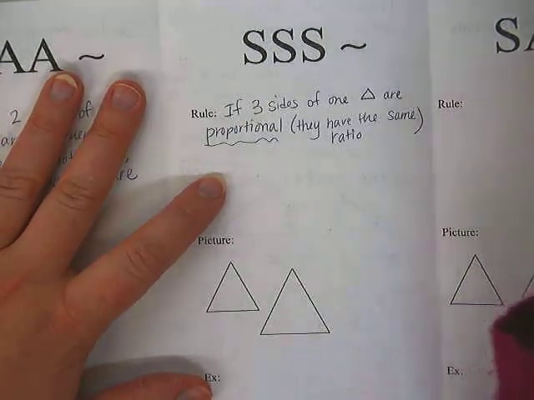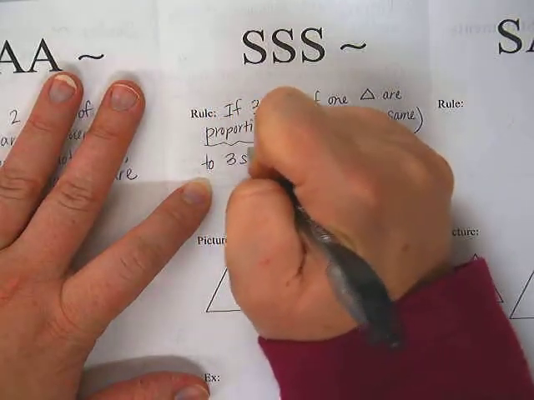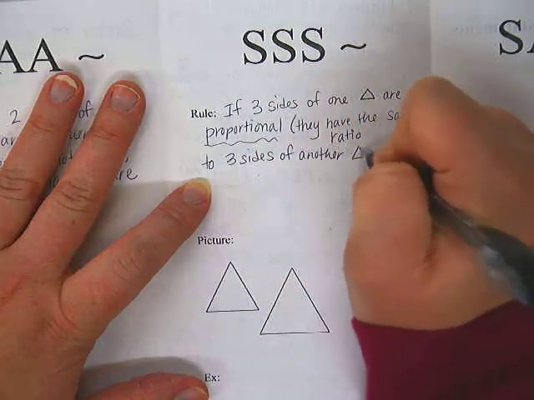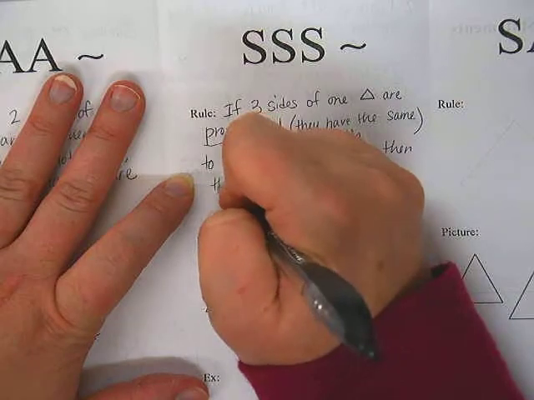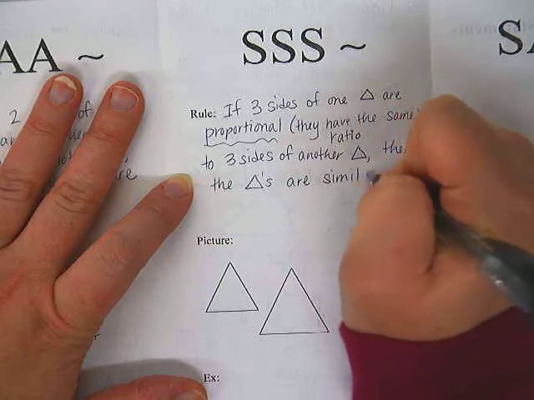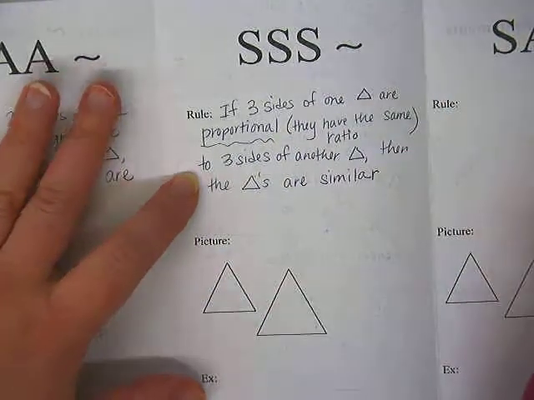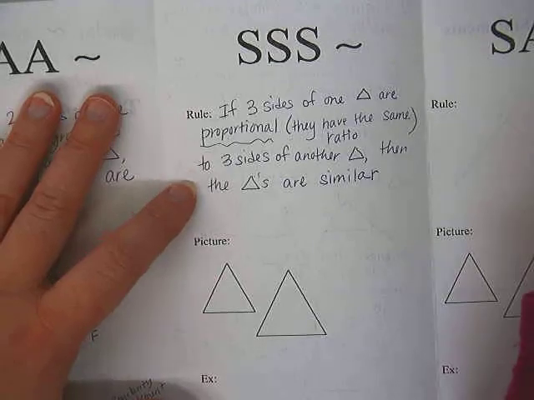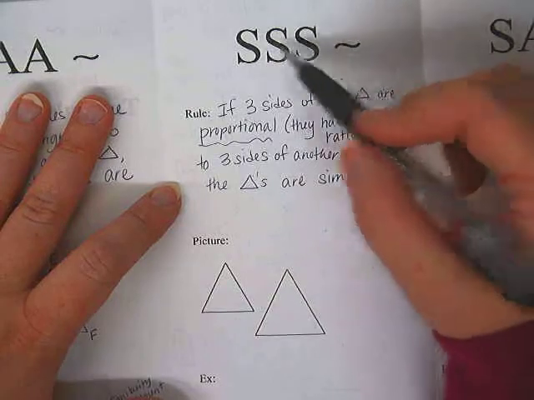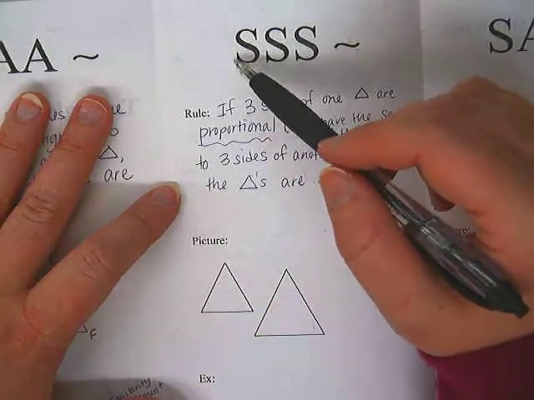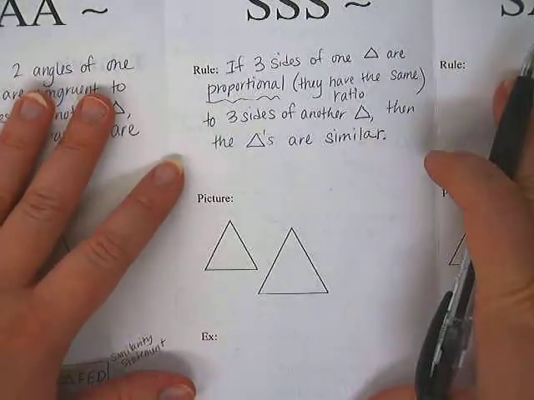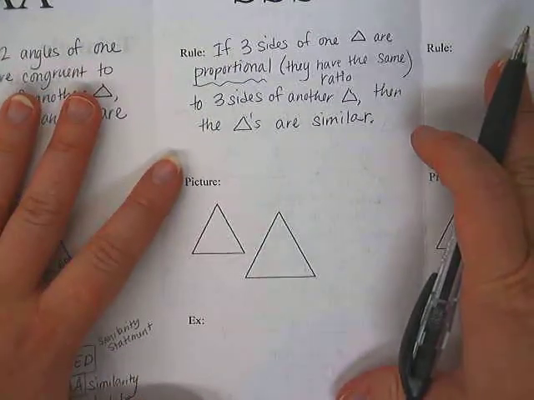Okay, if three sides of one triangle are proportional to three sides of another triangle, then the triangles are similar. So instead of congruent, it's the sides are proportional and the triangles are similar. So different than the theorem we learned last time, even though it has the same letters. The way that the theorem itself is different is side similarity instead of side congruence. Okay, we're going to do an example.